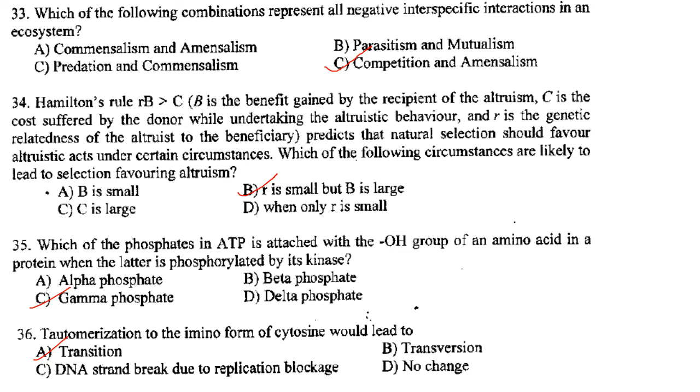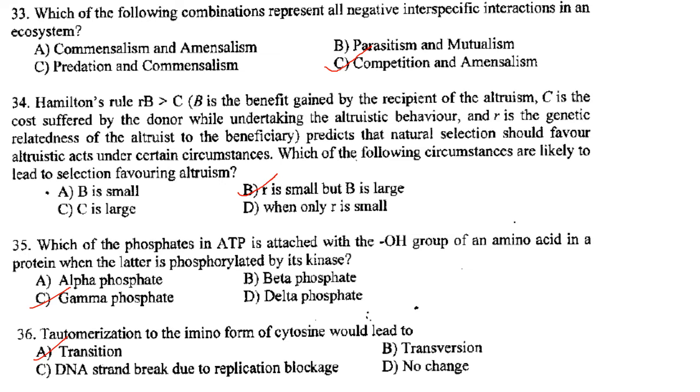So coming to the next one. Which of the phosphates in ATP is attached with the OH group of an amino acid in a protein when the latter is phosphorylated by its kinase? So it is gamma phosphate. Answer is option C.